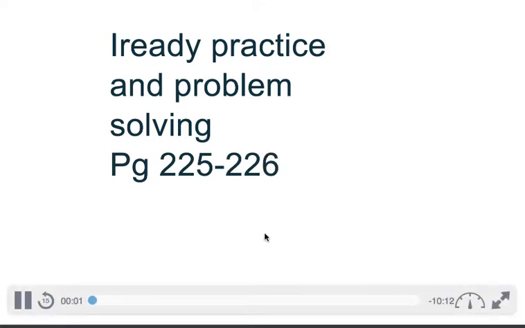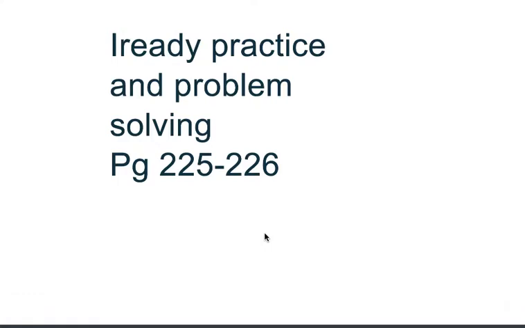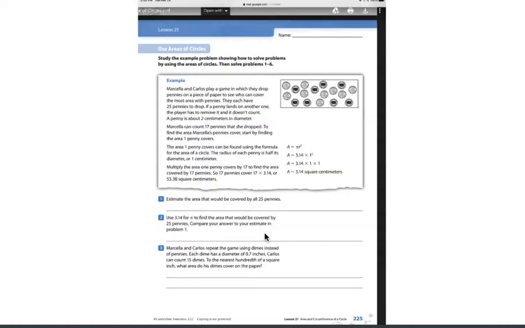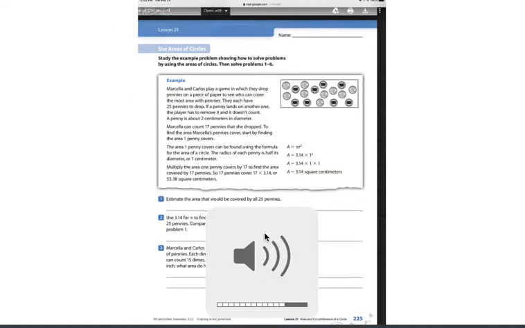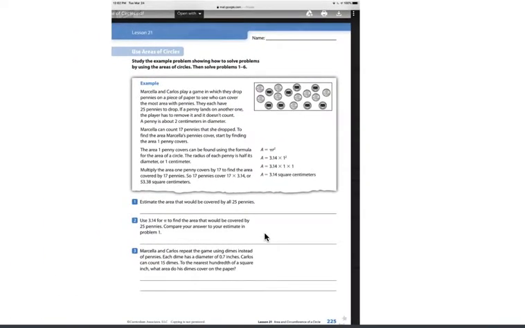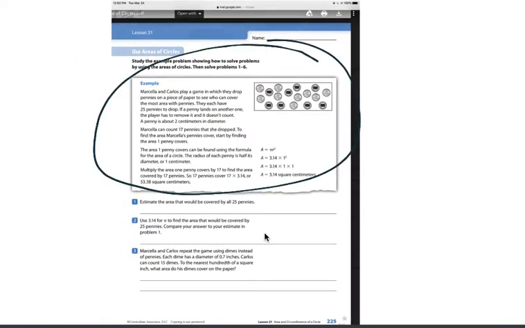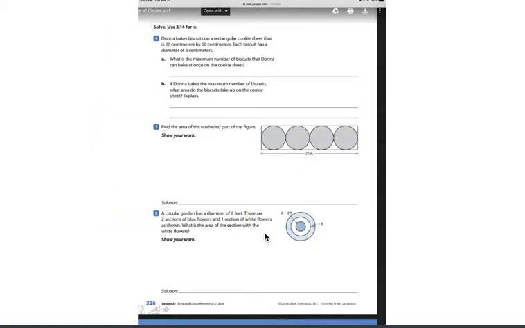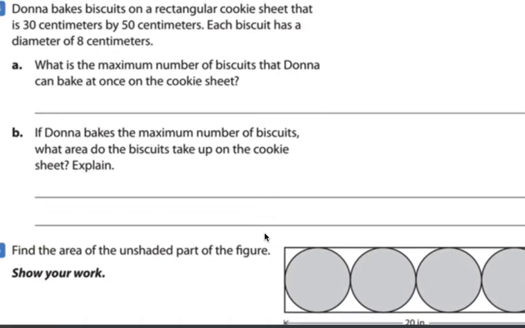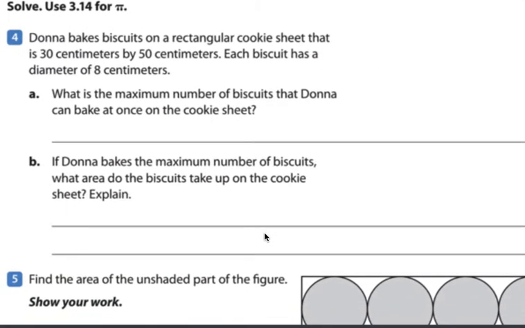This is iReady Practice and Problem Solving, pages 225 and 226. There is a lot of explanation on the first page, so I'm not going to cover it. If you read the information at the top and go through their thought process, I think you can answer those questions pretty easily. I am going to spend my time here because here's where some of the harder problems are.